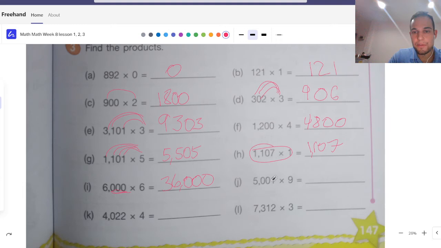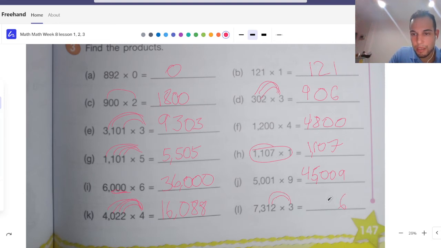Next we have 5,001 times 9. 9 times 1 is 9. Then we have our 0. 9 times 5 is 45. So we have 45,009. K, 4,022. 4 times 2 is 8. 4 times 2 is 8. 4 times 0 is 0. 4 times 4 is 16. 16,008, 88. Next we have 3 times 2 is 6.